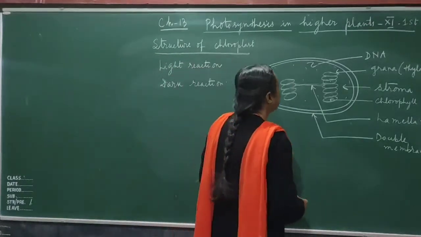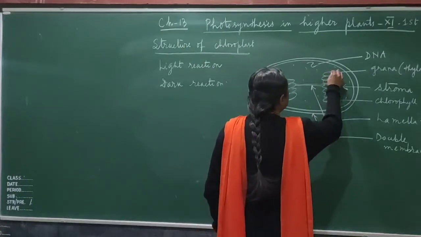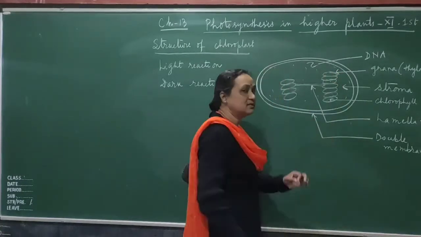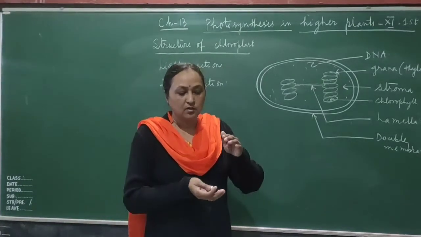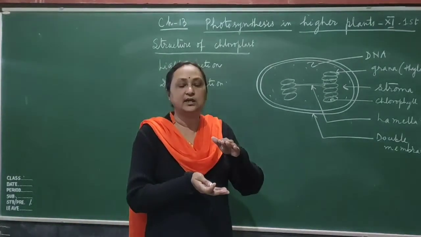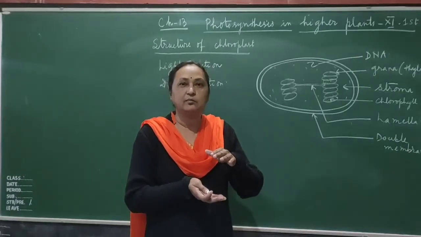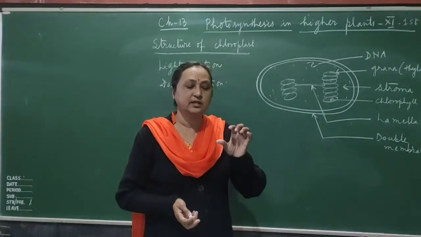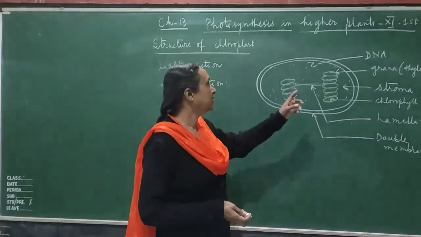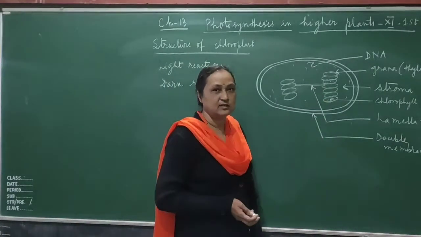Then in the stroma, there are some coil-like structures. And one single coil is called a thylakoid. So 20 to 30 thylakoids are piled one above the other. For example, take 10 coils and keep them one above the other; the way that looks, the grana also looks like that, okay?